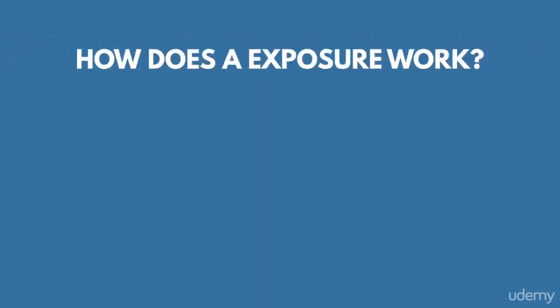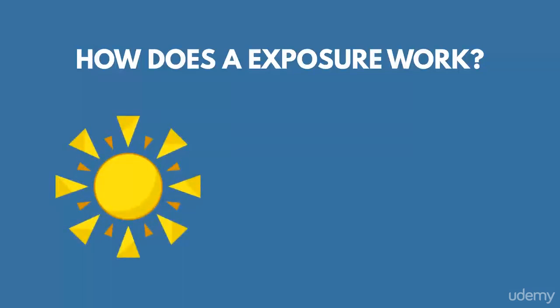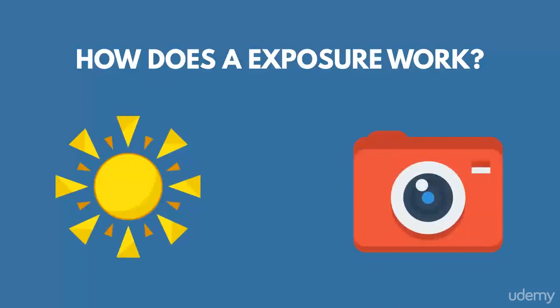This video will try to explain how exposure works as quickly as possible. First, you have the sun, which creates light that reflects upon objects in our world. Then, you have a camera that tries to capture this light. The light enters the camera through a lens, and there are three basic functions of the camera that help control light so that you get proper exposure, a photo that isn't too bright or too dark.